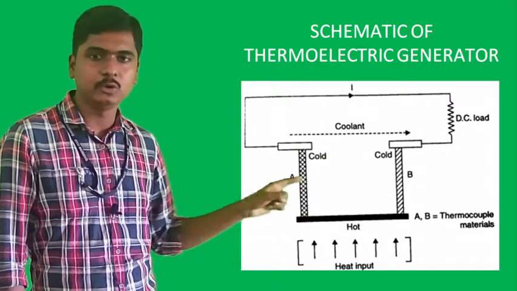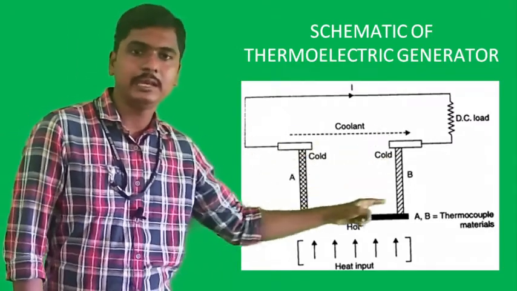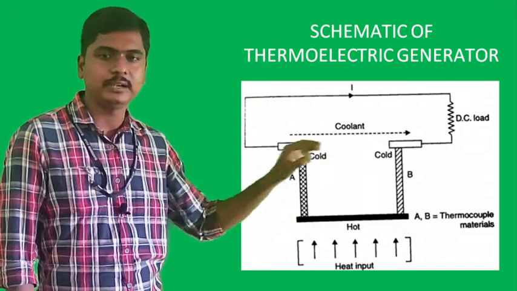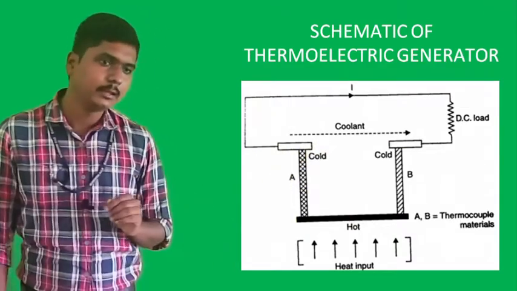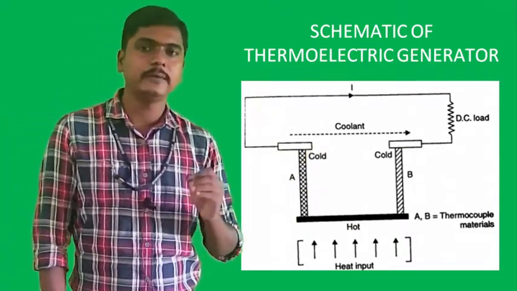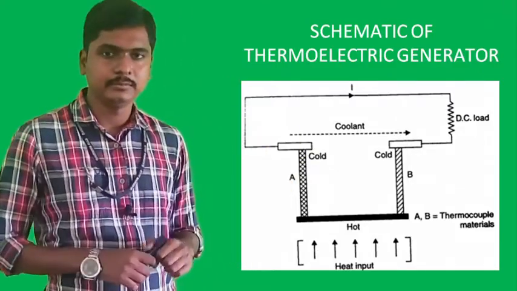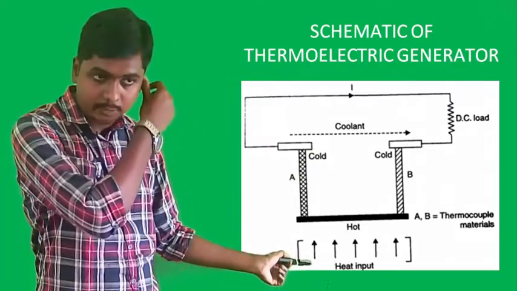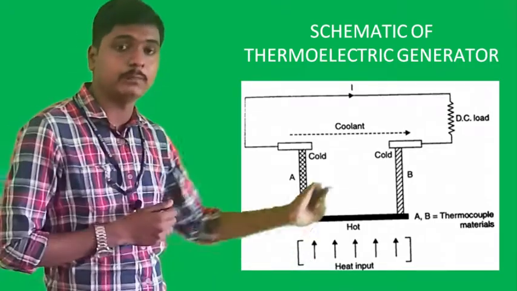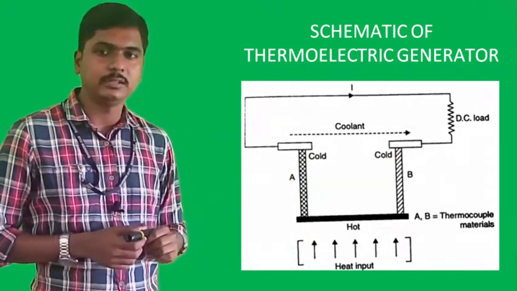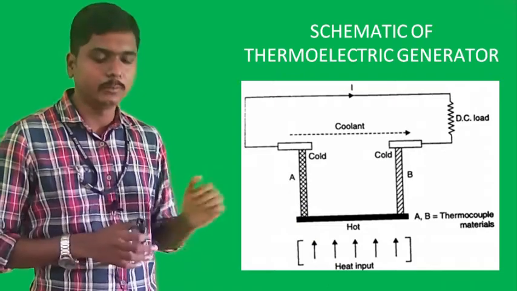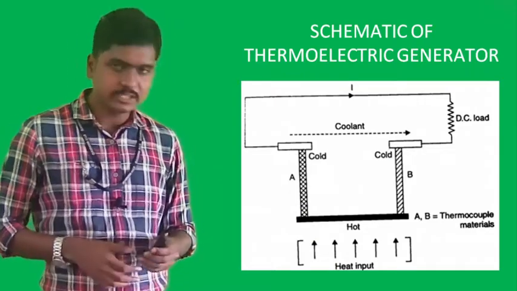You can see this is a closed circuit. We have to make a loop. If we can satisfy this condition, then by virtue of the Seebeck effect, we can produce electricity. Whatever heat energy we are providing will be converted to electricity, and that is the principle of the thermoelectric generator.